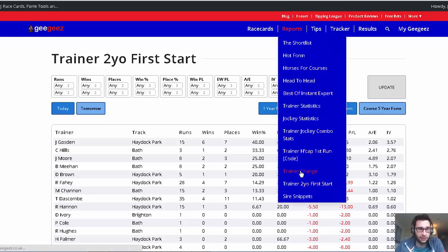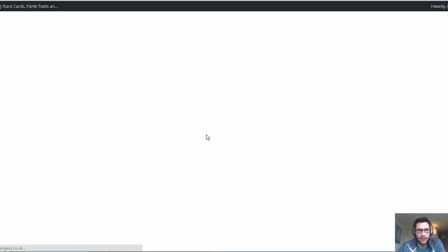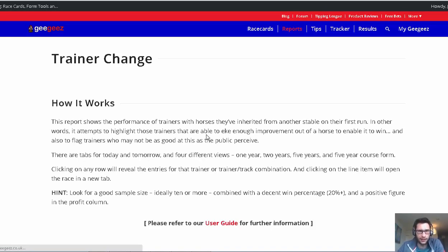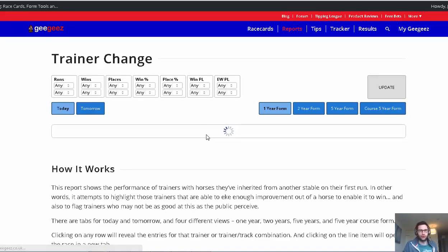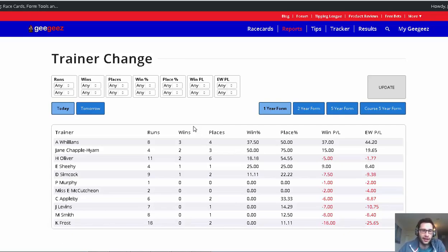You have trainer change, so this looks at horses that are running for a trainer for the first time, switching yards. Clearly some trainers have a better record at doing this than others. This is just looking at, well, this is today's actually.